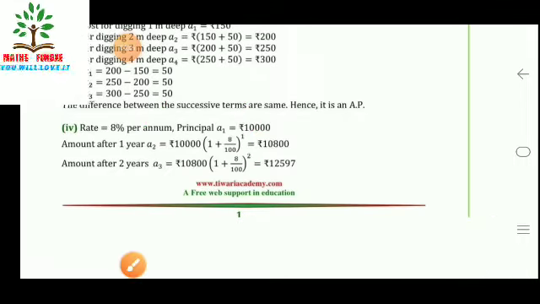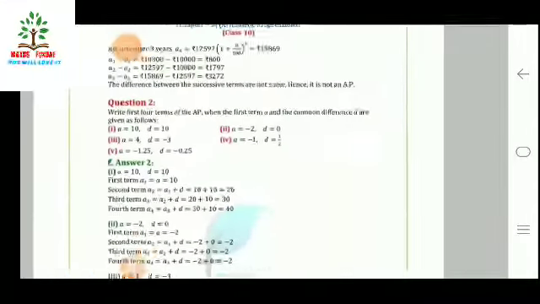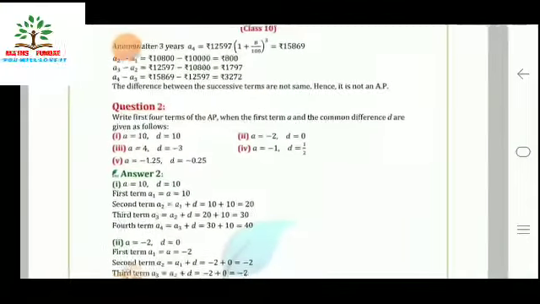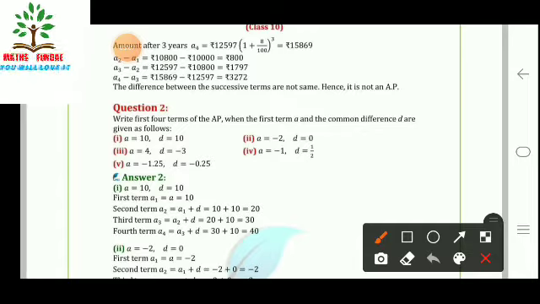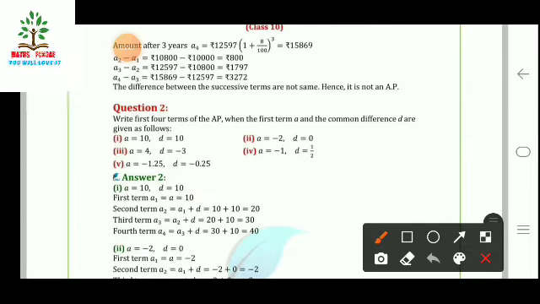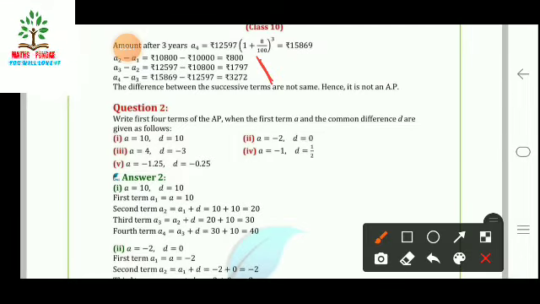11,664. Now for the third year, if we see, it is 10,000 into 1 plus 8/100 whole raised to power 3, so that is 12,597. So we see here the difference between the consecutive terms is not the same, it's not constant, so hence it is not an AP.